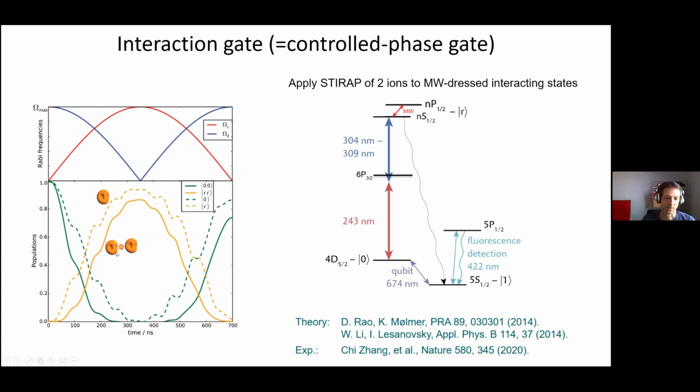Here you see a simulation of that with QuTiP. If you start with both ions in a zero state, you will excite them both into Rydberg state, at least with some probability, and then return to the initial state. If there's only one ion, that's the dashed line compared to that. The whole time here is on the order of 700 nanoseconds, so it's quite fast. It's sub-microsecond for operating such a gate. So it's a really fast gate for trapped ions.